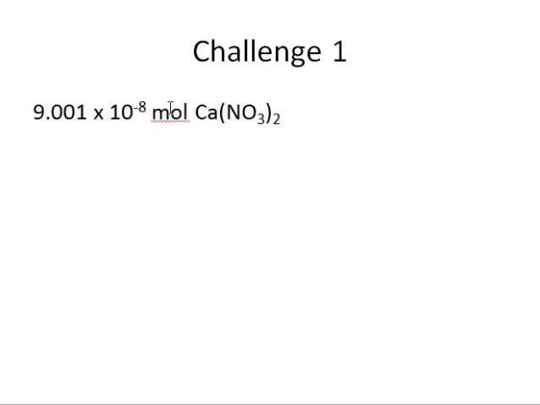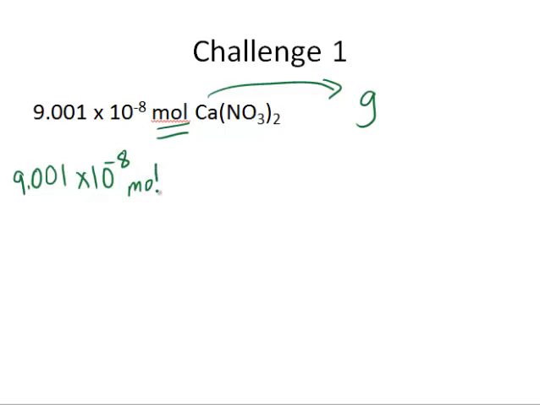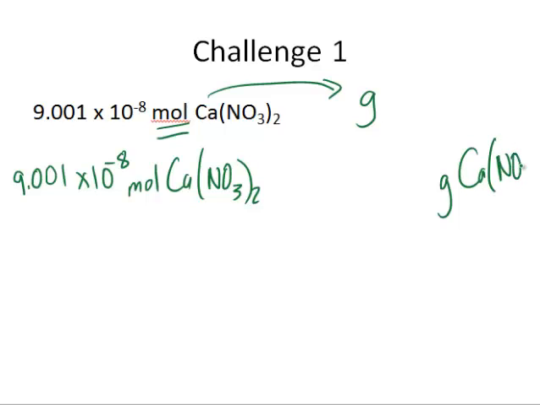Okay, so I have 2 more challenge problems. Try to figure out what you're converting to and do this problem. Take 5 minutes by pausing the video. Okay, so in this problem, you're given moles. So when you're given the moles, you have to convert to grams. So I write the given on the left. 9.001 times 10 to the negative 8 moles of CaNO3, and I'm going to solve for grams of CaNO3, calcium nitrate.